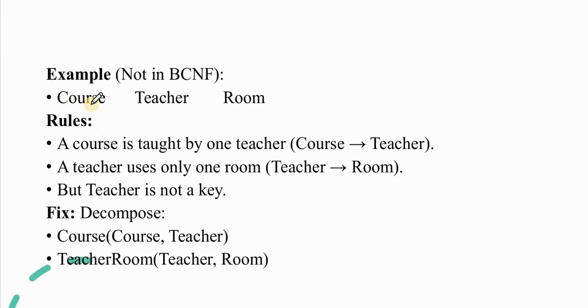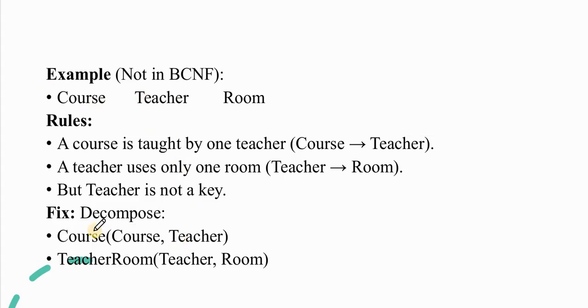So here this course, teacher and room table is not in BCNF. What is the rule? It should not have any multiple overlapping candidate keys, right? So here the course is taught by one teacher and the teacher uses only one room, but teacher is not a super key. Here which is the super key? Course is the super key.